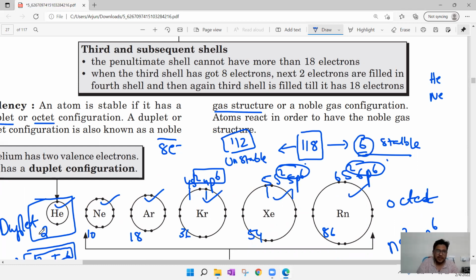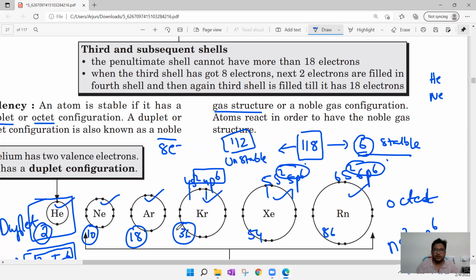You have to remember these numbers also, at least 2, 10, 18, 36. Just try to remember these 4 numbers. These 4 numbers are the stability numbers in the periodic table. Not 4, 6 elements, 6 numbers: 2, 10, 18, 36, 54, 86. These numbers are the stable numbers. Out of 118, 6 elements are stable.